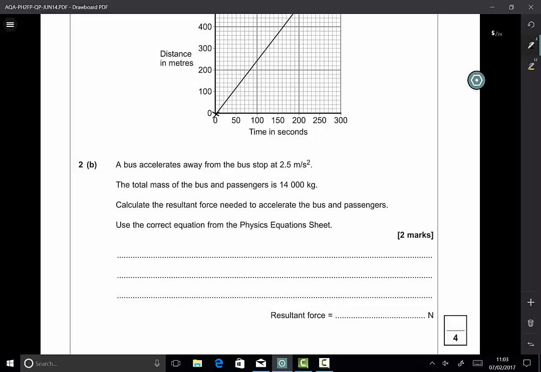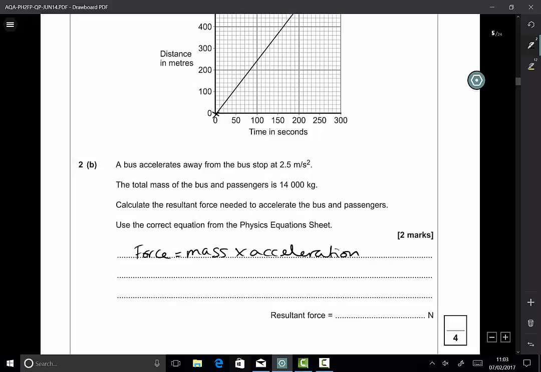So I'm going to look at my equation sheet and find the equation that links force, mass and acceleration. So force is mass times acceleration. So our mass was 14000 times our acceleration was 2.5. And if I just get my calculator, I can work that out. Is 35000. So 35,000 newtons.